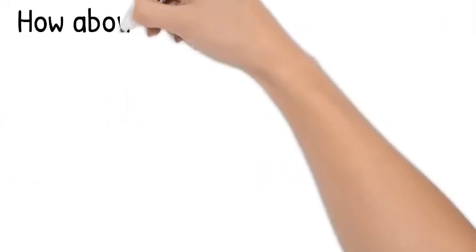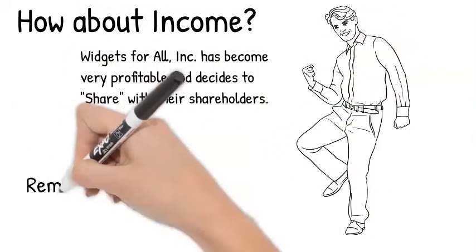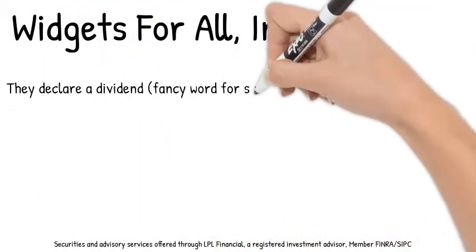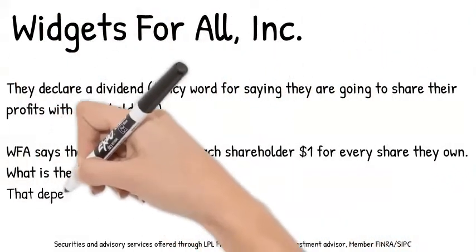How about income? Yes, you can receive income from stock. This is how companies share their profits with their shareholders. It is called a dividend, and it is usually expressed as a dividend yield. Remember yield? Widgets for All is making so much money, they have decided to pay shareholders $1 per share per year as a dividend. What is the yield?